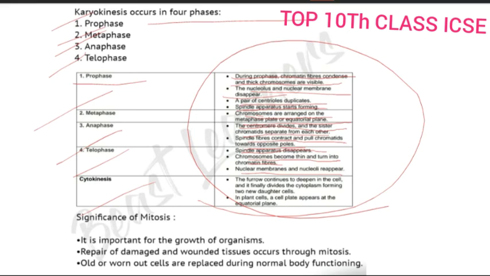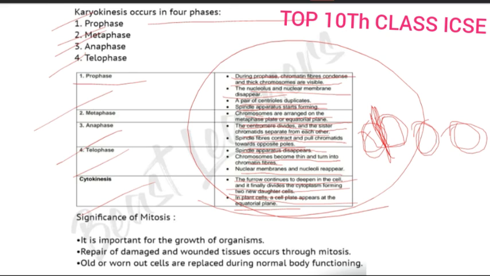Cytokinesis. The furrow continues to deepen in the segments, if the two cells are attached like this. Here the furrow deepening starts so that they become separate. One daughter cell, second daughter cell, and finally it divides the cytoplasm forming two new daughter cells. In plant cells, a cell plate appears at the equatorial plane. Significance of mitosis: 3 points are given. If you want to add more, you can.